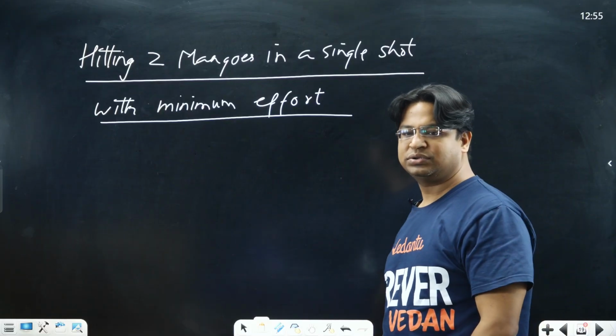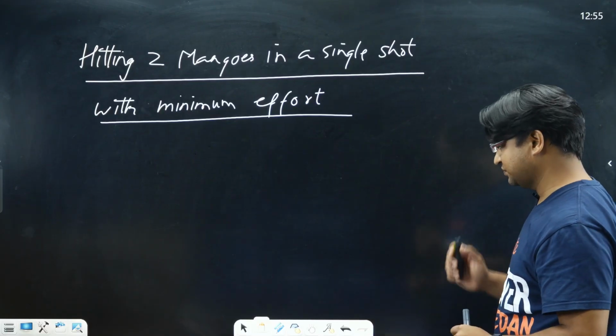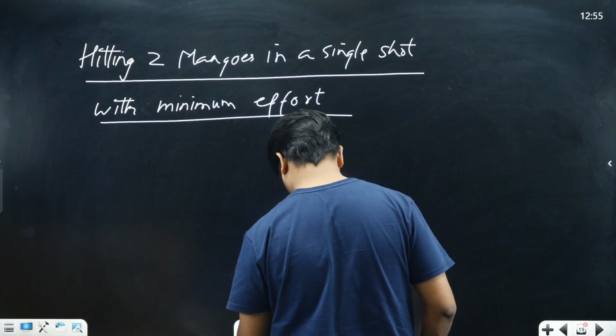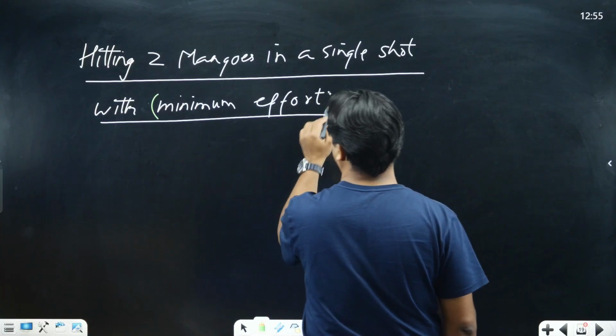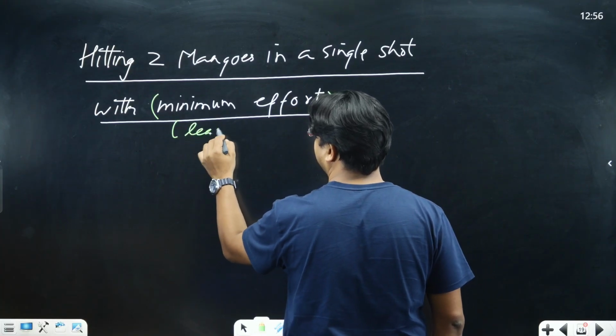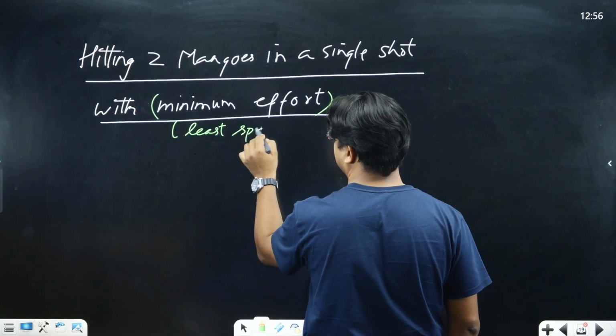Okay, hitting two mangoes in a single shot with minimum effort. So what is the situation? And minimum effort means least speed. Okay, what we mean by least speed.